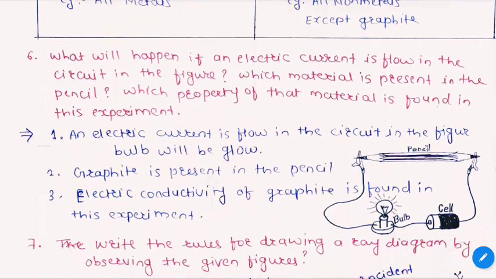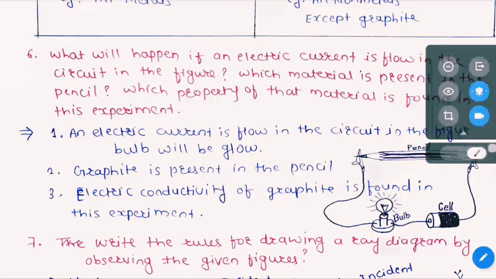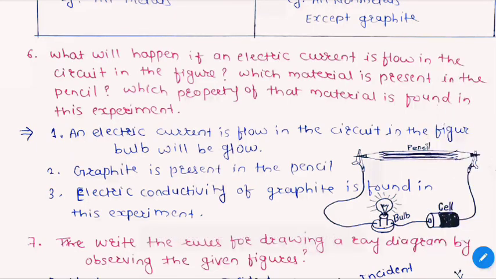Now the next question is, here a diagram is given. What will happen if an electric current flows in the circuit in the figure? Which material is present in the pencil? Which property of that material is found in this experiment? So the first question, what will happen if an electric current flows? Whenever we pass the electric current through that circuit, the bulb will glow.